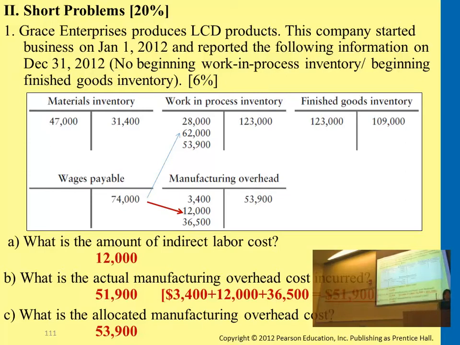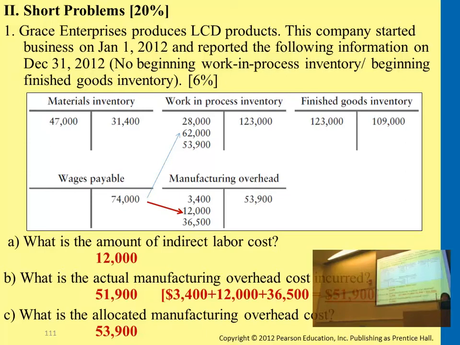Now the actual manufacturing overhead cost, the second question here, you just need to add up all the manufacturing costs that you see on the debit side. Those are the ones that were incurred. Could be depreciation on the plant's equipment, could be taxes, indirect materials, add them all together equals $51,900.